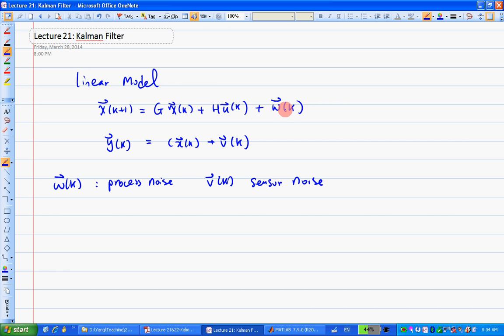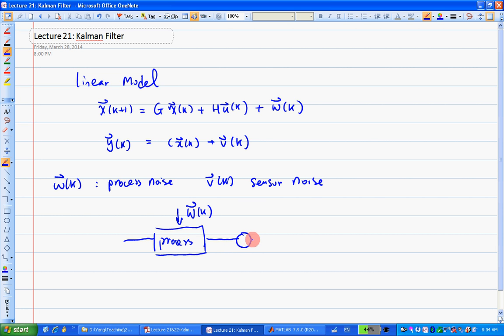First of all, this is a vector here. This is also a vector here, if you have multiple outputs. In terms of the diagram, you have the process here, which is the state variable equation. Now you have the W of k, which is the process noise. It goes into the system, and at the output here, this is your C times x of k. Then you have your sensor noise superimposed on the sensor here. So this is your output y of k. That's the general model right here.